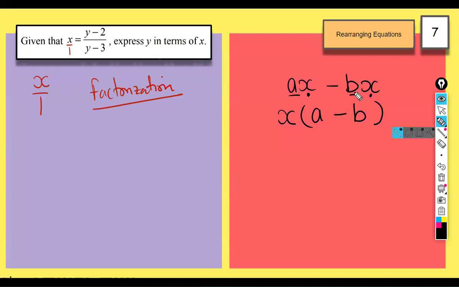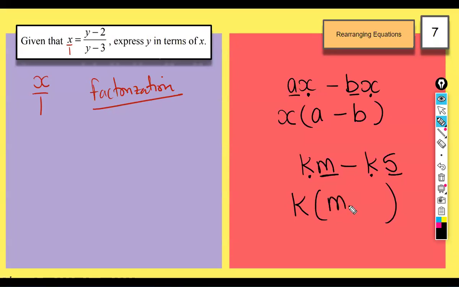Anytime you see 2 similar letters, so if you have km minus k5, because the k and the k are the same, you can pull out the k, and in brackets, you'll be left with the 5 and the m. Right? So that is going to help you. That's going to help you isolate or extract the letter y.